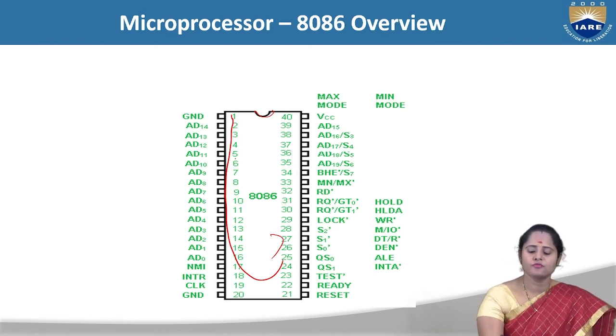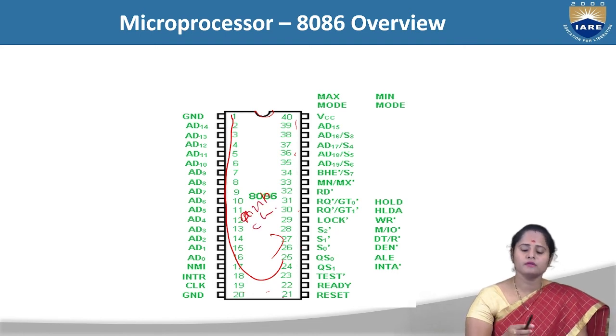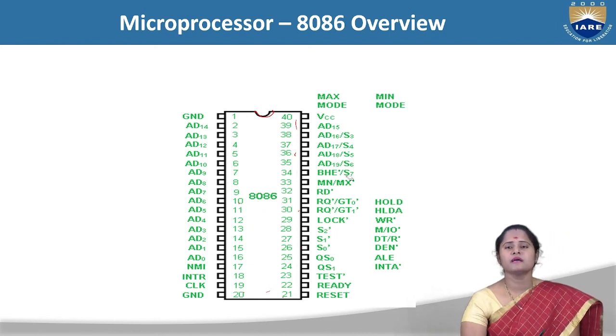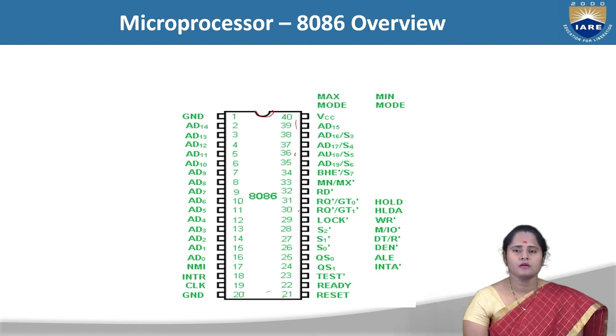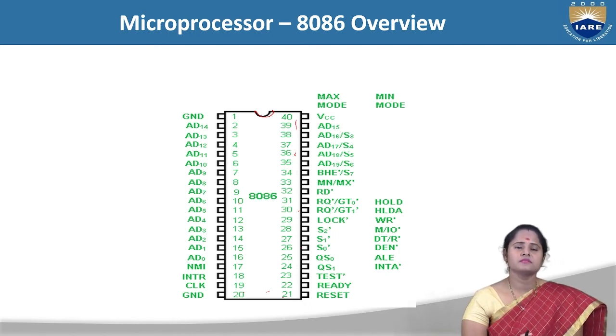Like 1, 2, 3, 4, 5, 6, 7, 8, 9, 10, 11, 12, 13, 14, 15, 16, 17, 18, 19, 20, 21, 22, 23, 24, 25, 26, till 40. So anti-clockwise, right? You can see here, as per the features we have stated, we have 16 data lines and 20 address lines, and my processor works in minimum mode and maximum mode. Everything can be seen from this pin diagram.